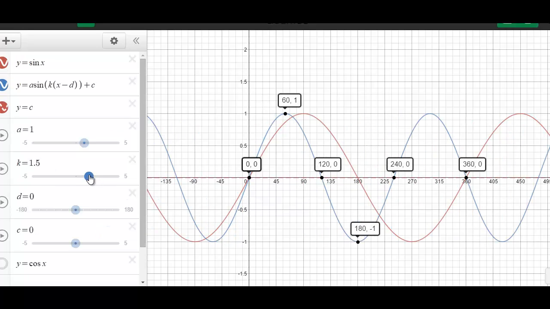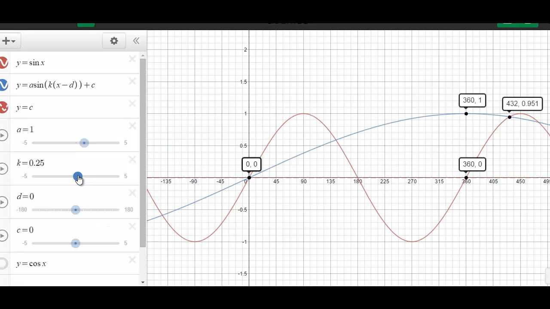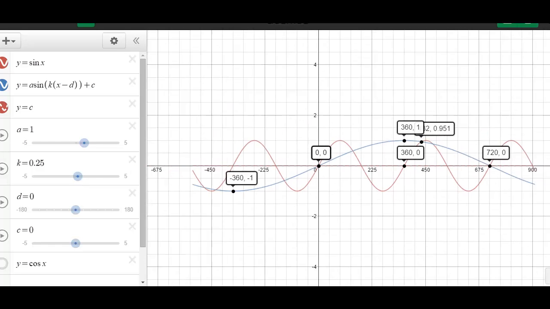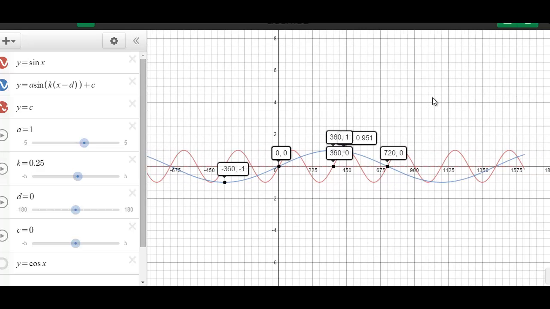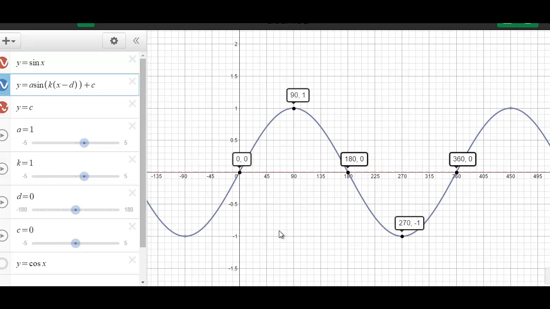If our k value got smaller than 1, we've stretched this out. So much so that we can't even see it on our graph. So I'll have to zoom out here so that we can see an entire cycle's worth of curve. There's the start, and there's the finish. 1,440 degrees for one cycle. That's with a k value of 0.25. So we've seen what these transformations can do.